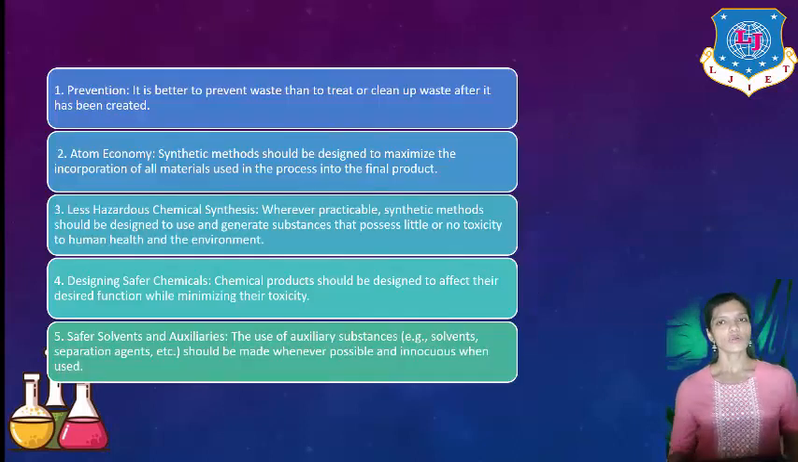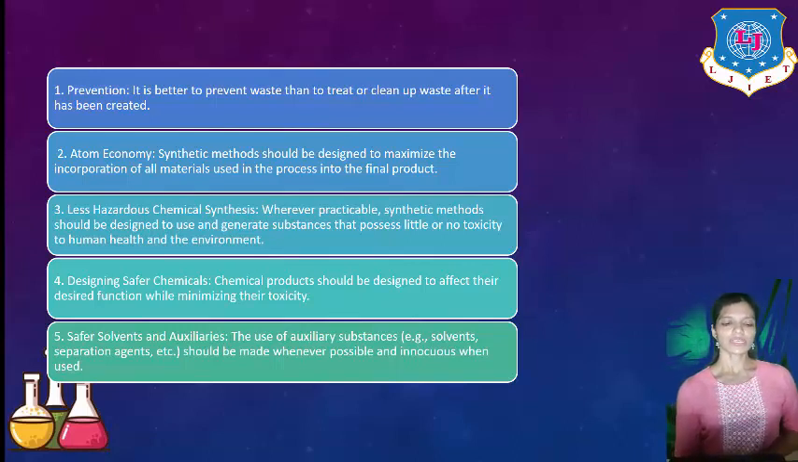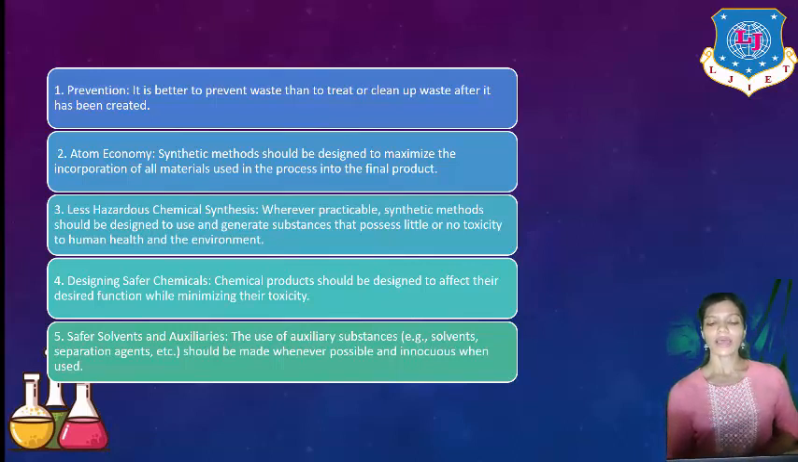Right? So let's talk about the 12 principles here. First principle was prevention. It is better to prevent waste than to treat or clean up the waste after it has been created. Second principle involves atom economy. Synthetic methods should be designed to maximize the incorporation of all materials used in the process into the final product. Third one is less hazardous chemical synthesis. Wherever practicable, synthetic methods should be designed to generate substances that possess little or no toxicity to human health and to the environment as well.